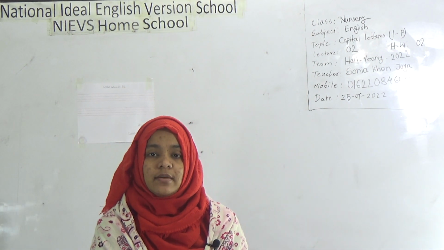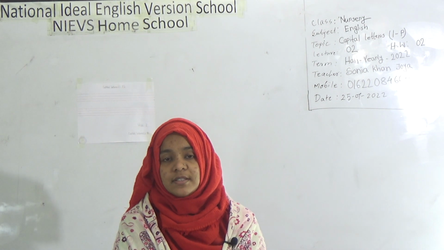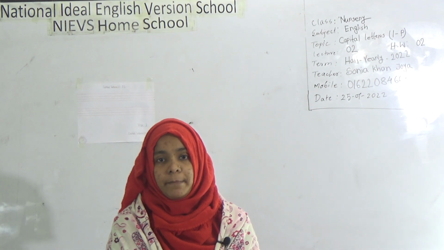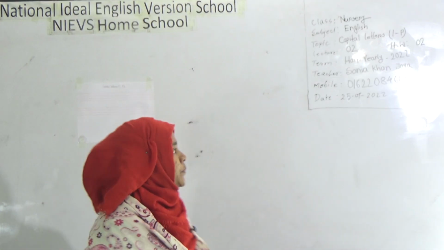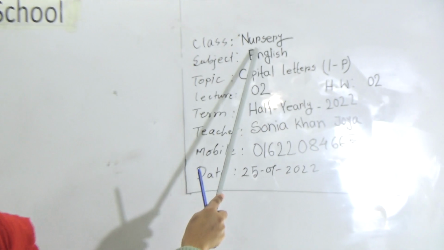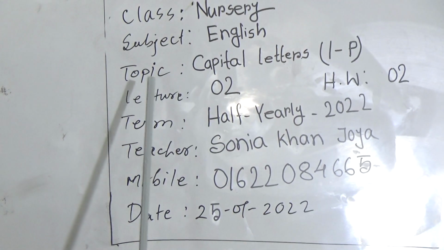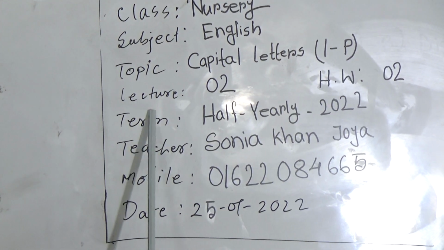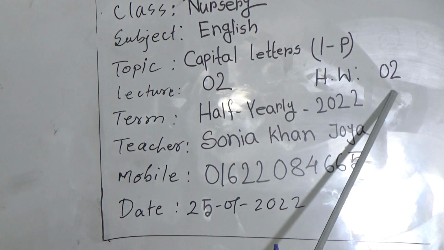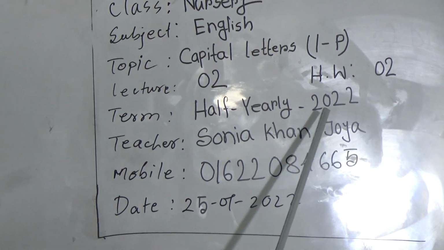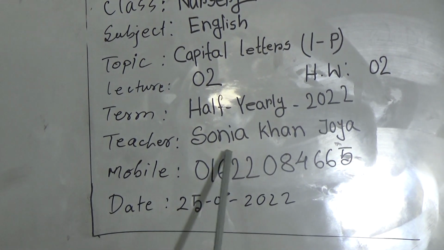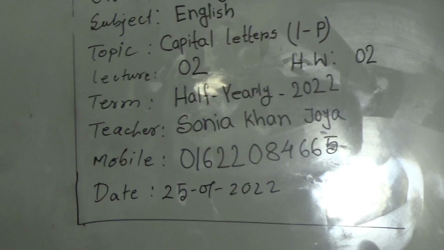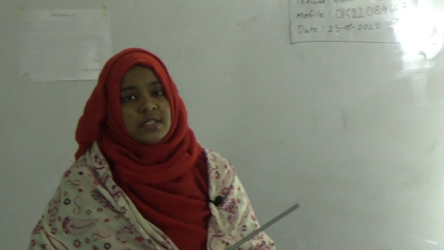Today I am going to take an English class for the students of class nursery. And our today's topic is capital letters I to P. Look at the board, my dear students. This is class nursery, subject English, topic capital letters I to P. Your lecture number 2 and your homework number 2. Term half yearly 2022, and your teacher name Sonia Joya, and this is my mobile number and this is today's date. So my dear students, let's start our today's topic.